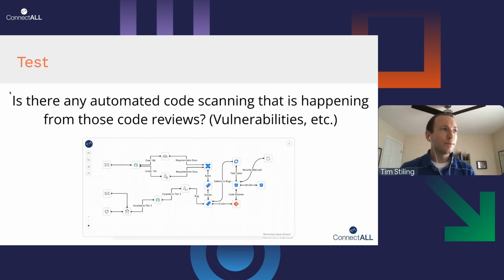Now, in this example, our security team is doing manual scans of the code to see if they can identify any vulnerabilities. So this is all being done manually by the security team. Think about if there's any automated code scanning during these reviews or during these tests. What does that look like? Is that happening? And if so, how? Go ahead and think about that here.